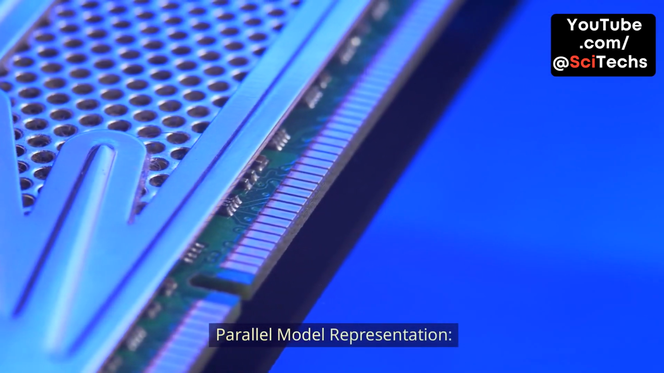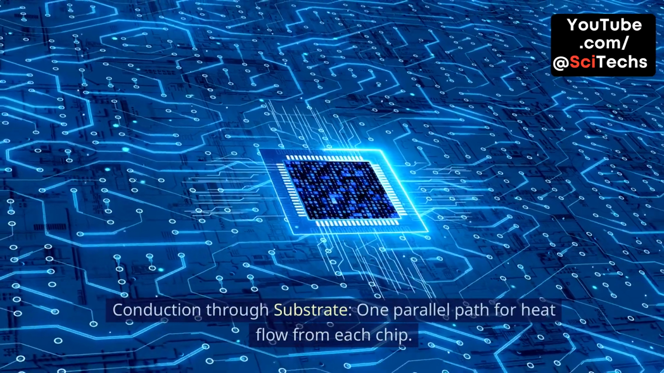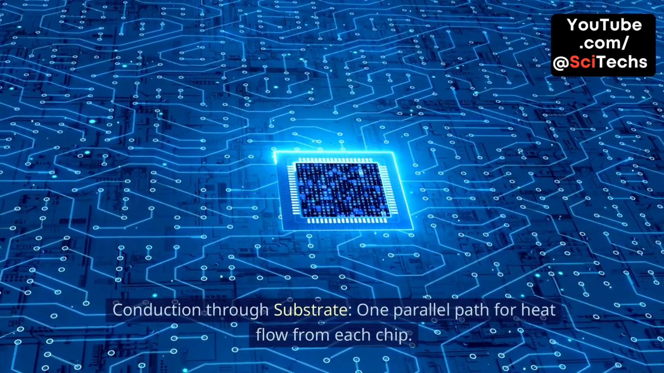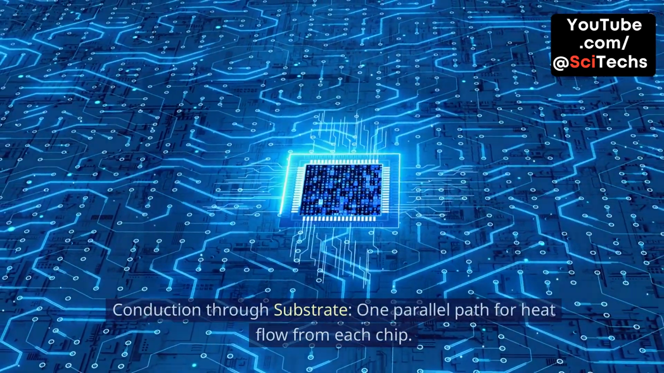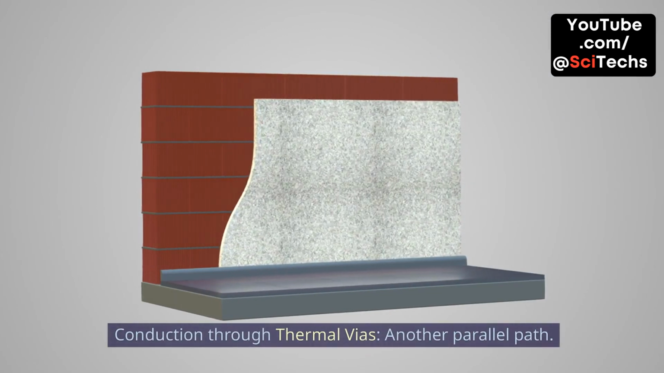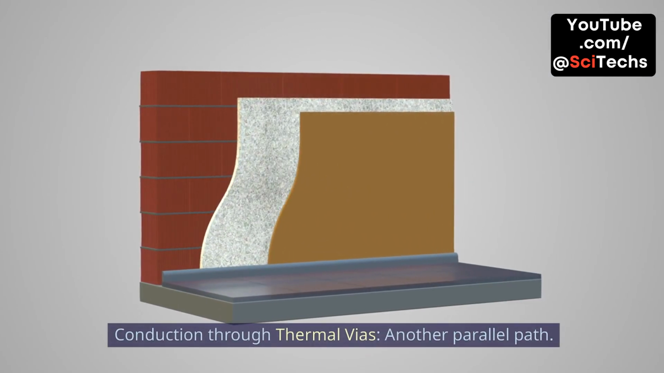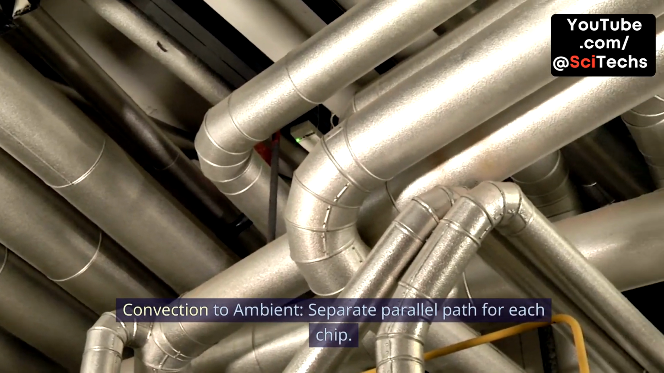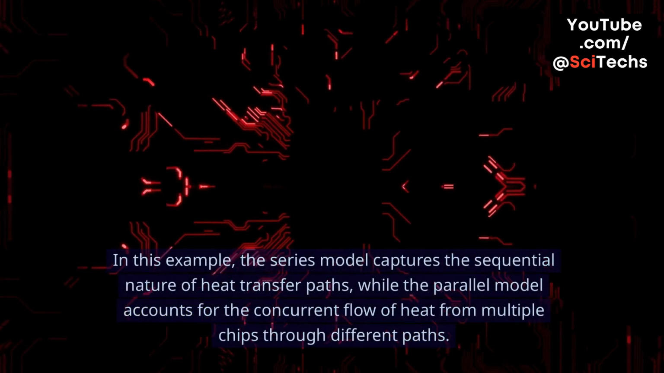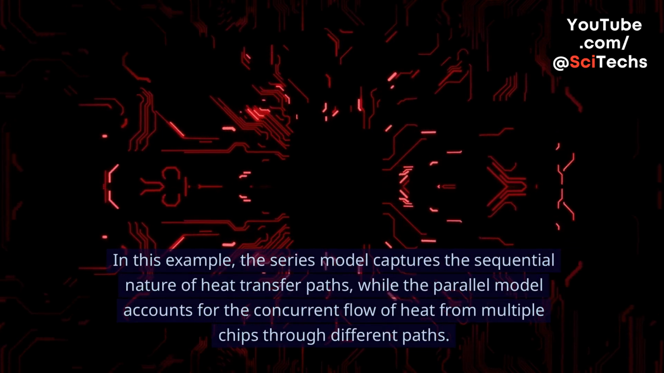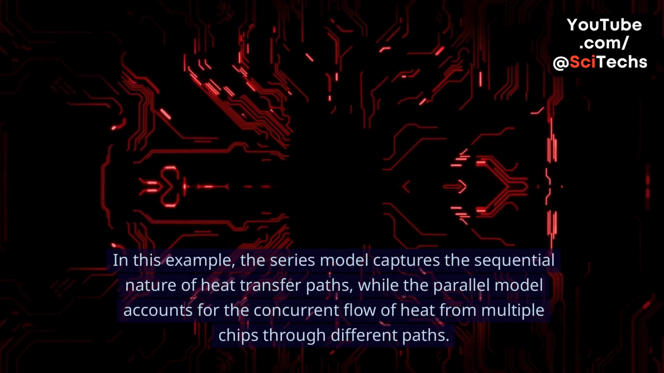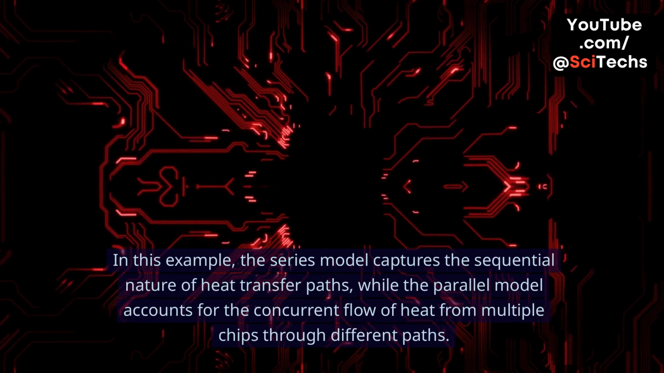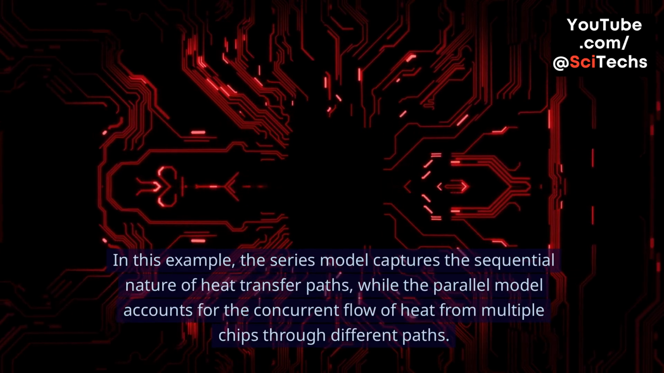Parallel model representation. Conduction through substrate, one parallel path for heat flow from each chip. Conduction through thermal vias, another parallel path. Convection to ambient, separate parallel path for each chip. In this example, the series model captures the sequential nature of heat transfer paths, while the parallel model accounts for the concurrent flow of heat from multiple chips through different paths.